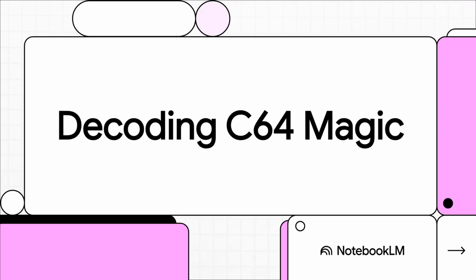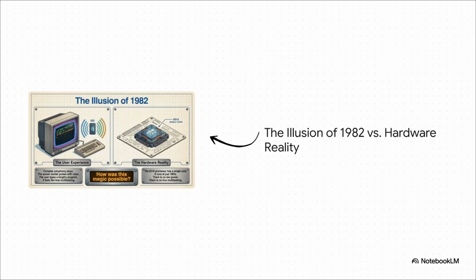But here is the core mystery we're unraveling in today's explainer. How did a humble 1 megahertz machine with incredibly strict limitations seem to do the absolute impossible? And that brings us to this massive paradox. On one hand, you have the user's experience, a vibrant, dynamic environment that feels like true multitasking.